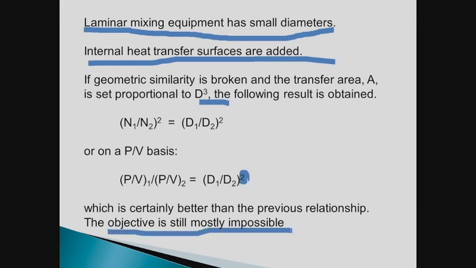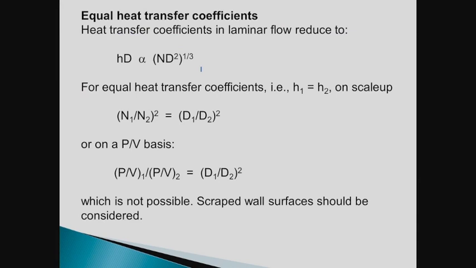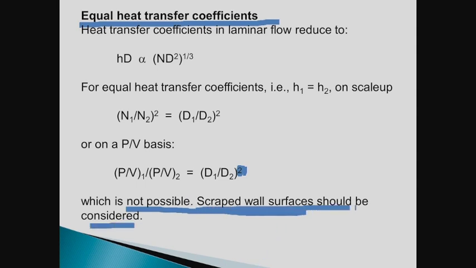The objective is still mostly impossible. Okay. Equal heat transfer. Right. For laminar systems, it's again a square, and that becomes difficult. Scraped wall surfaces should be considered. Right.